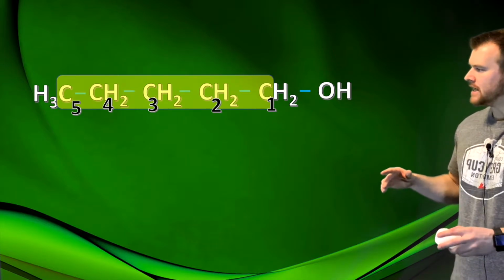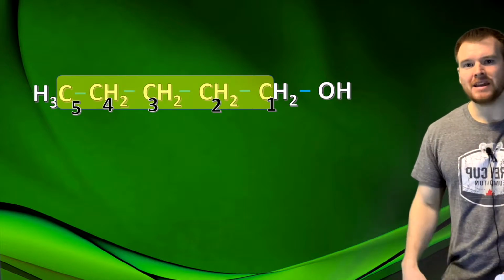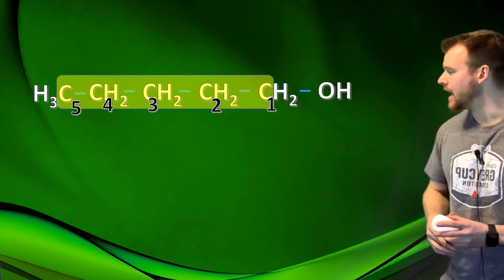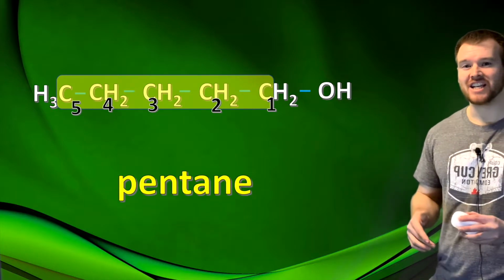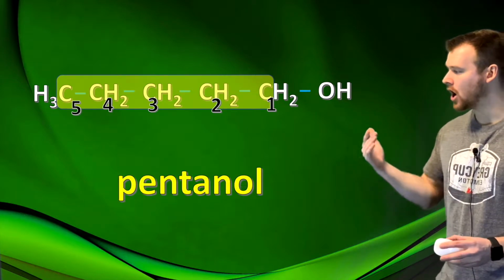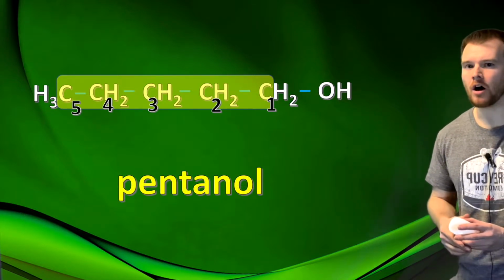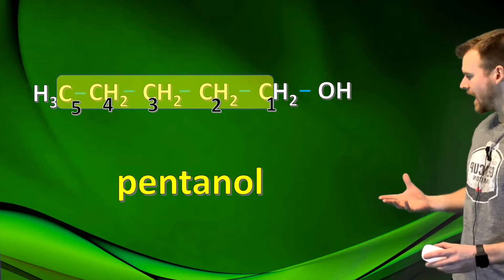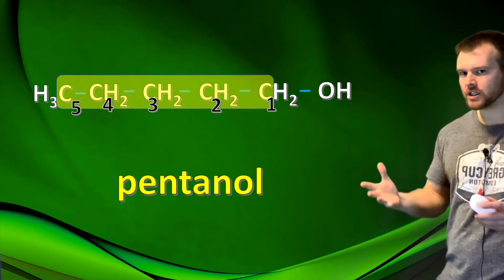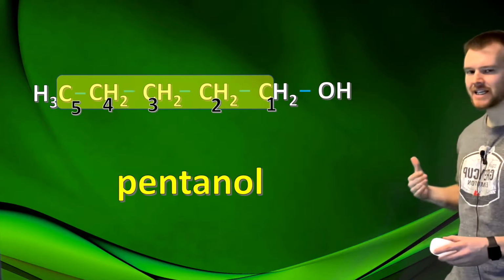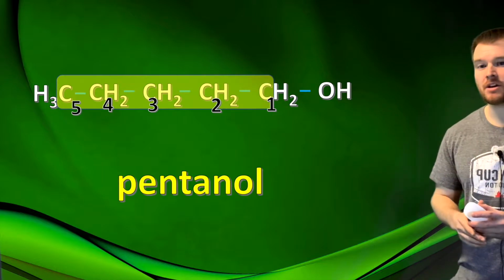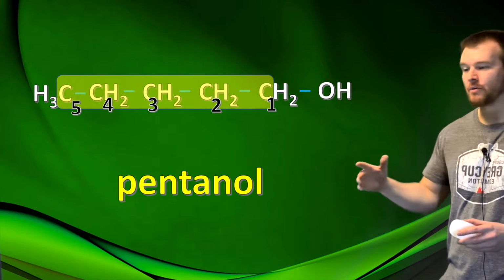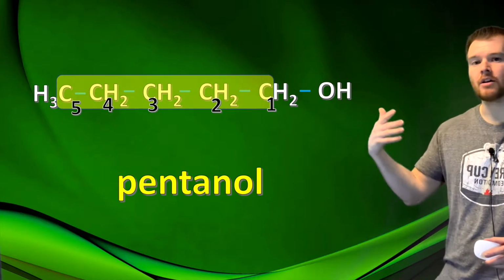Now again, 5 carbons would be pentane if we were labeling alkanes, but now we're going to change that to pentanol because this is an alcohol. If your hydroxyl is on the first carbon, you could just leave it like that, but we want to indicate which carbon it's going to be on because it could move, right? We could have had this on the 2 or the 3 or the 4.